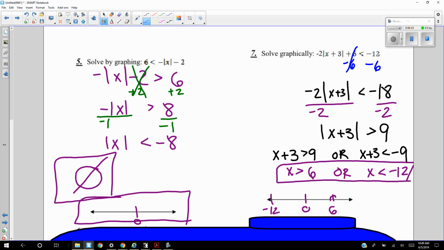Open dots in this problem. You don't have an or equal to symbol. I'm going to shade everything that's greater than 6 or less than negative 12.